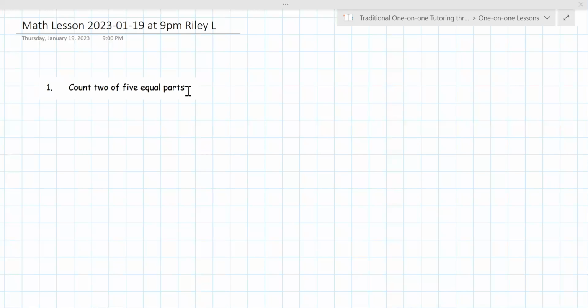Exercise 1, let that load here. It says count, actually, wait, there it is. Okay, so this is the exercise 1, right? Fractions, count 2 of 5 parts equal. I believe this is just asking you to write 2 over 5.